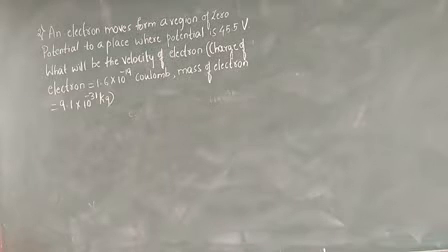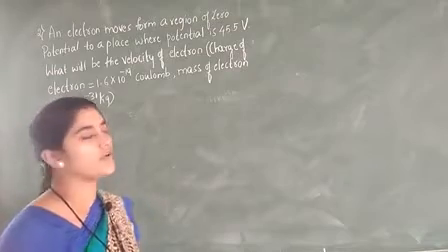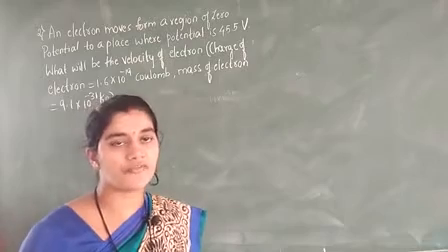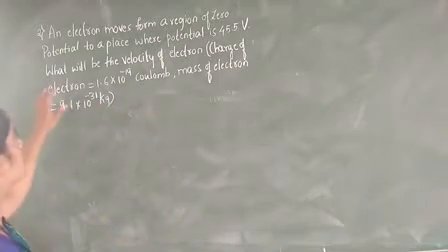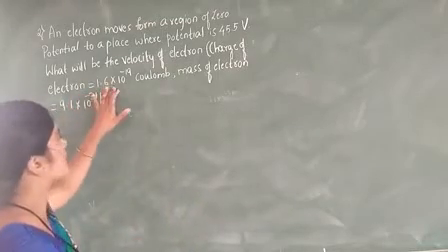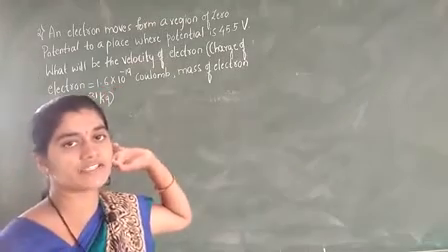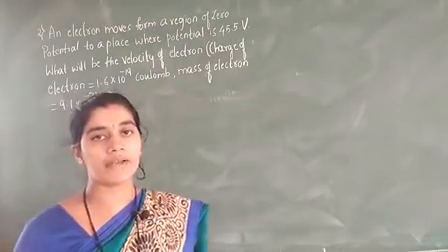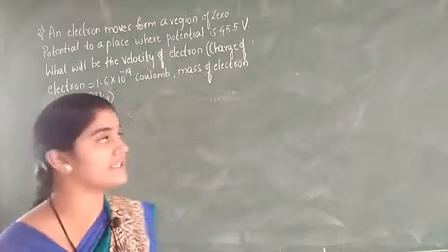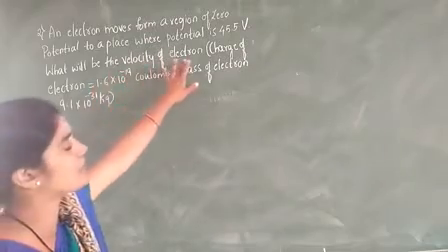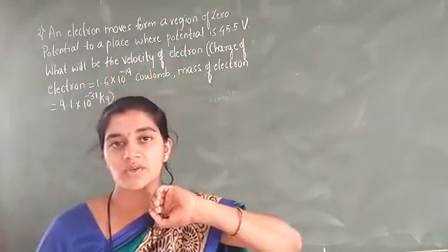Now, let us consider the next problem. An electron moves from a region of zero potential to a place where the potential is 45.5 volt. What will be the velocity of the electron? The charge of the electron is 1.6 into 10 raised to minus 19 coulomb, and the mass of the electron is 9.1 into 10 raised to minus 31 kg. Here we have to find the velocity of the electron, that is small v is equal to question mark.